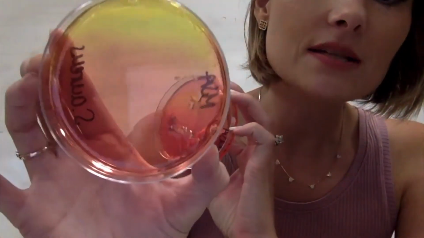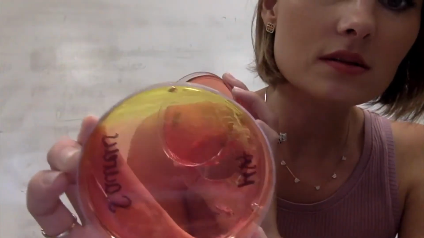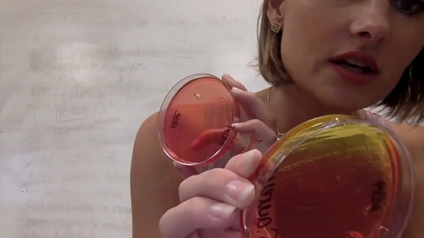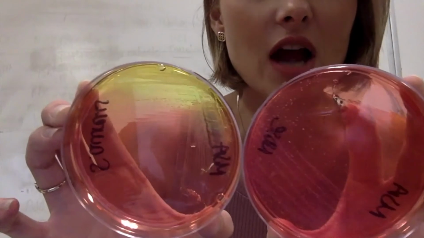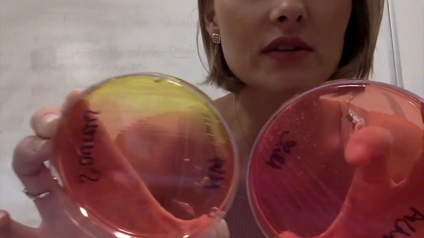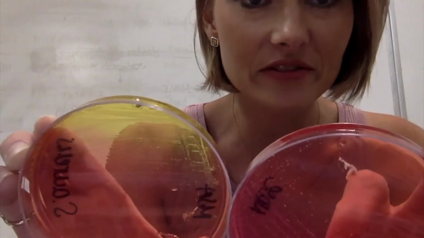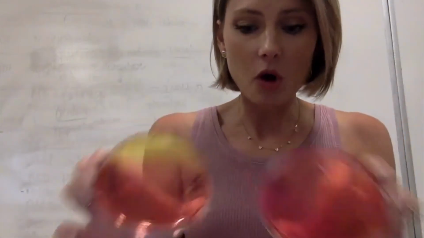And then here is my Staph aureus. As you can see, there's clearly growth on that plate. So that means since I've got growth on both of them, both of these bacteria that are growing are some form of staph. That's the selective part.